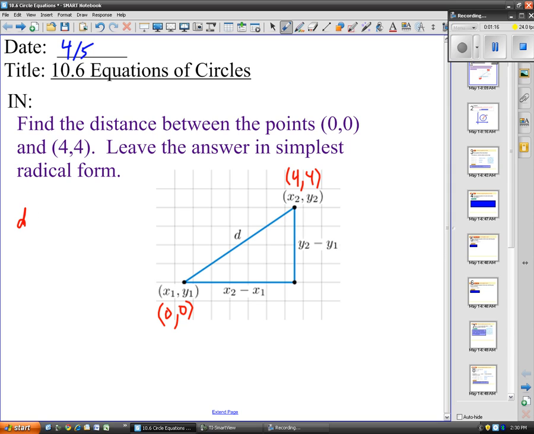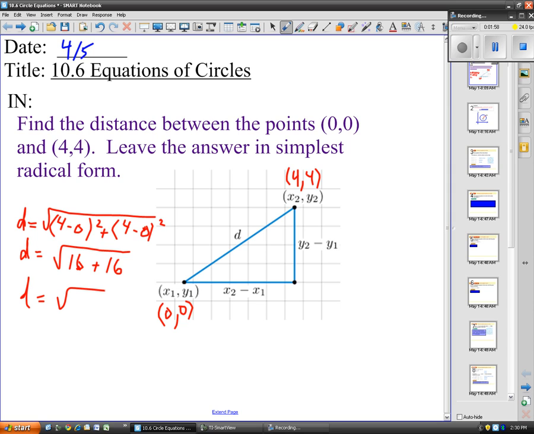So if I want to find the distance following the distance formula, I have this big long square root, and I set it up just like this. Now these parentheses are the two x's subtracted from each other, x2 minus x1. Well, x2 is 4, x1 is 0, so 4 minus 0. And my y2 minus y1 would be 4 take away 0 also. Then if I do a little simplification under that square root, I end up with 4 squared, which is 16, plus 4 squared, which is 16. So I'm going to end up with d equaling the square root of 32.